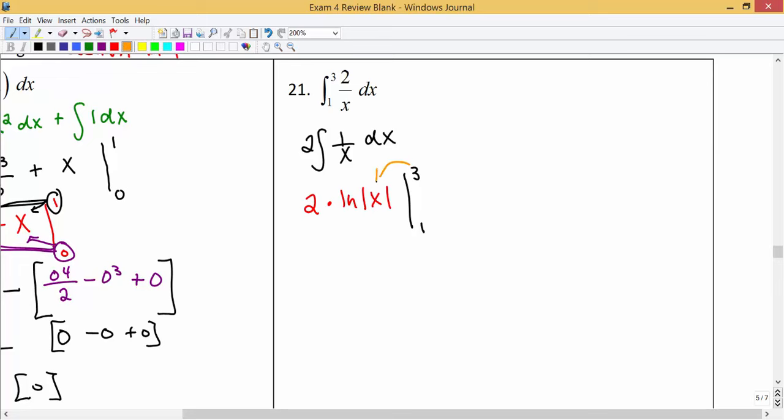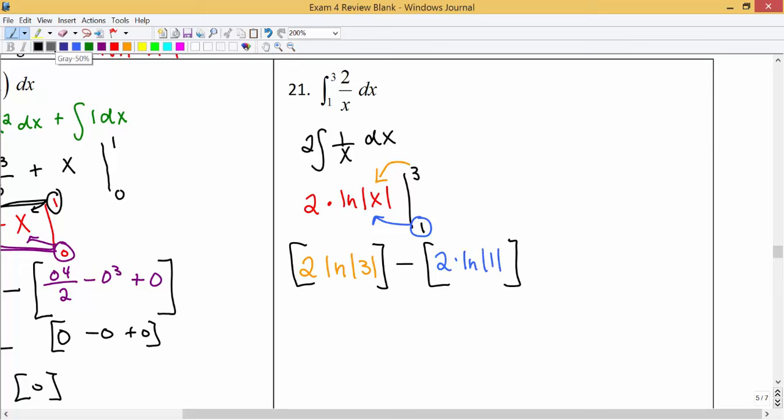We're going to put the 3 in place of x. So 2 times the ln of 3. So we're going to evaluate first at the upper limit of integration, minus. Then we're going to evaluate at the lower limit of integration. So we're going to put in the positive 1 in place of x. So that would be 2 times ln of 1. And then we're going to simplify. Ln of 3 we don't know. So that's just 2 times ln of 3 minus.